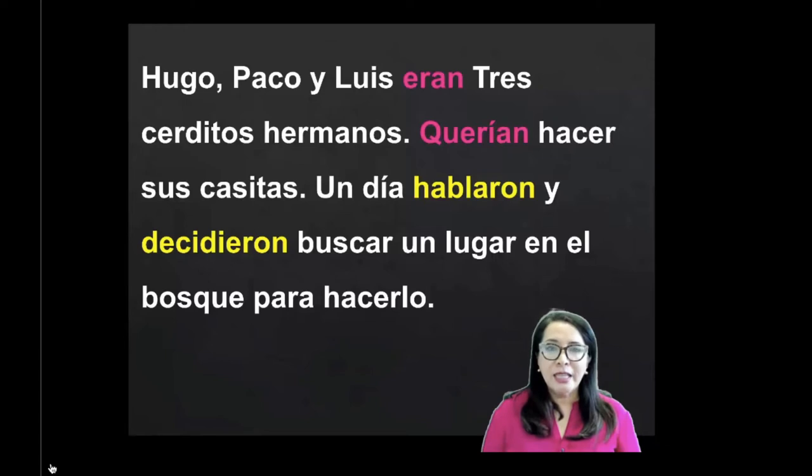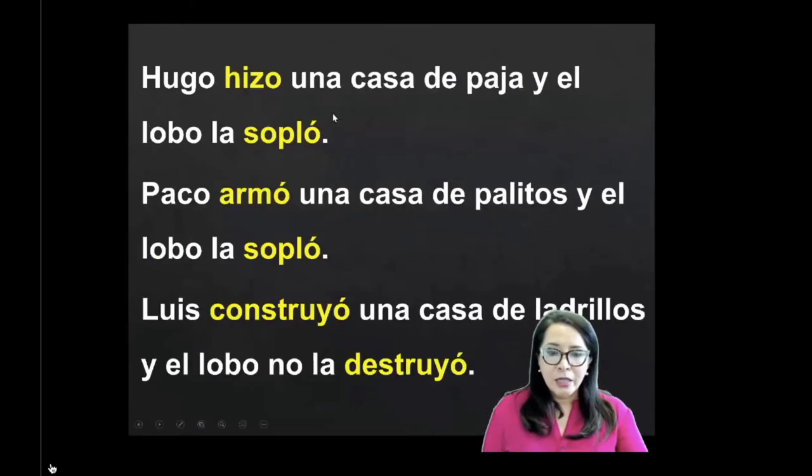Y decidieron, they decided, one time, done, buscar un lugar en el bosque para hacerlo. They decided to look for a place to build their houses. So therefore, hablaron y decidieron, that series of events, one time, completed action. Now, this is a series of actions, completed actions in the past.